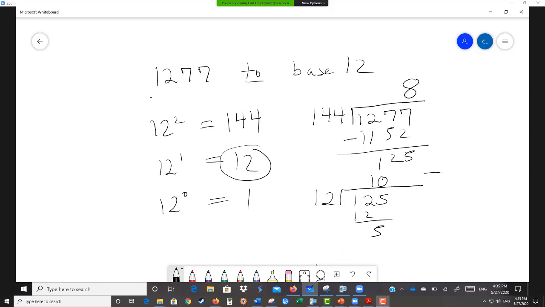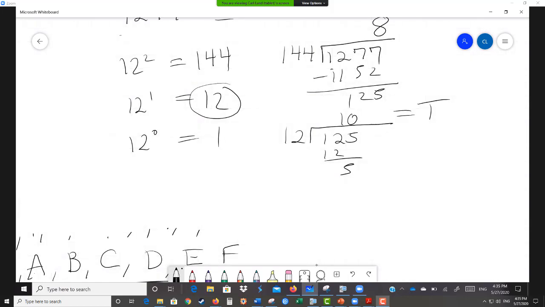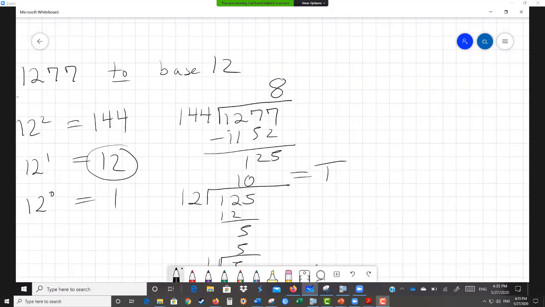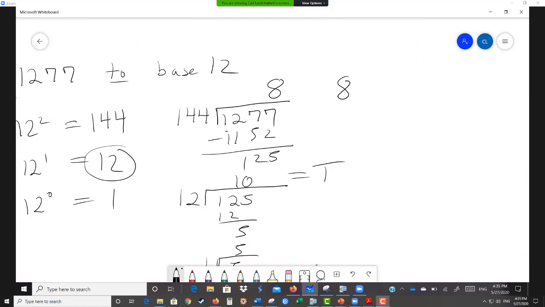So I have 10, which I'm going to write as a T for my answer because I'm in base 12. And then finally, how many times does 1 go into 5? And obviously it goes in there 5 times. So my answer is going to be, I have 8 groups of 144, 10 groups of 12, and 5 groups of 1 in base 12. 8T5.